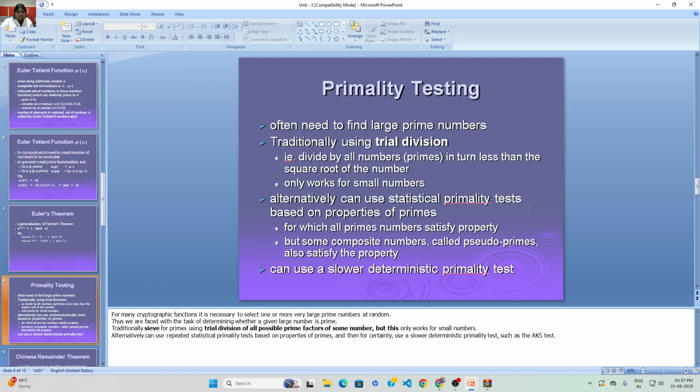Primality testing is used to find large prime numbers. The simple method is to divide by all numbers in turn less than the square root of the number, but it only works for small numbers. All prime numbers satisfy this property, and some composite numbers, called pseudo primes, also satisfy this property. It is used for testing primality.